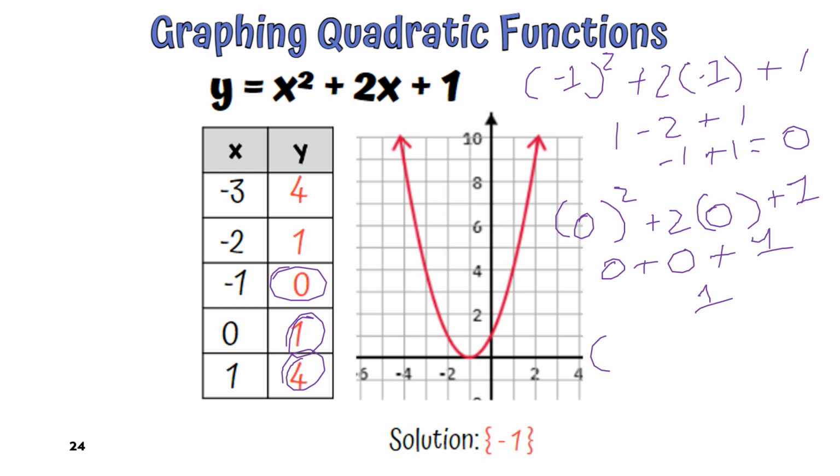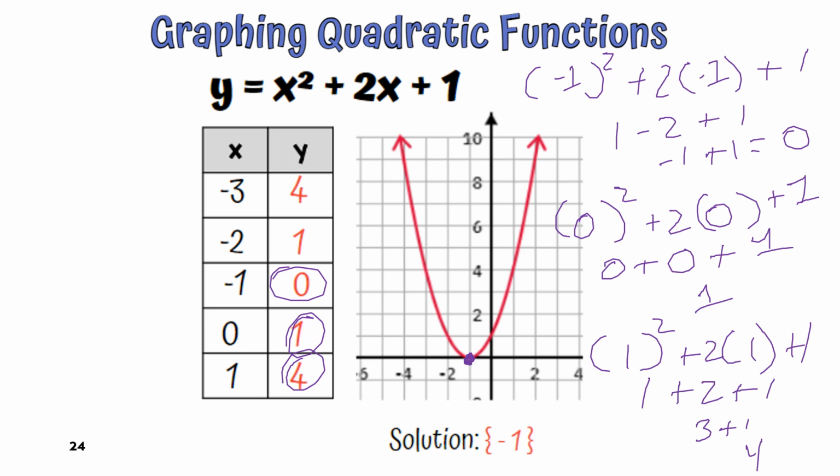And I finally did the same thing with 1, so I had 1 squared plus 2 times 1 plus 1. 1 squared is 1. 2 times 1 is 2. 1 plus 2 is 3. 3 plus 1 is 4.